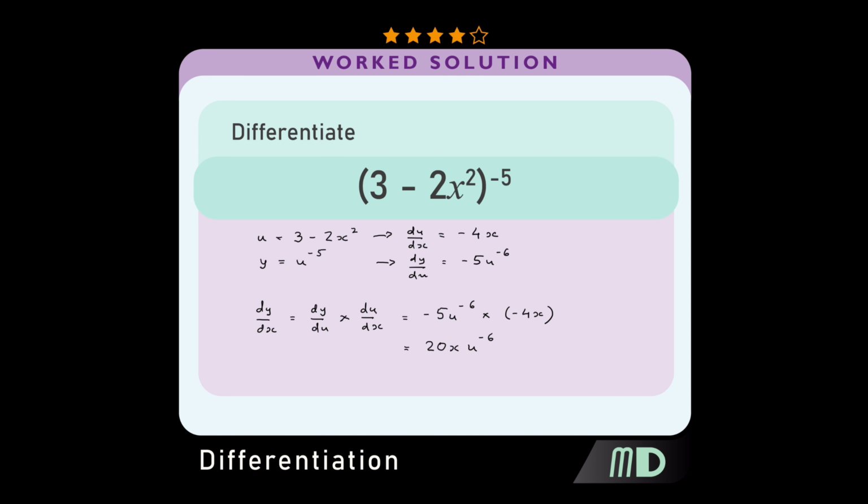The final step is to substitute the expression we set for u, 3 minus 2x squared, back into the derivative, giving us 20x multiplied by 3 minus 2x squared raised to the power of minus 6.